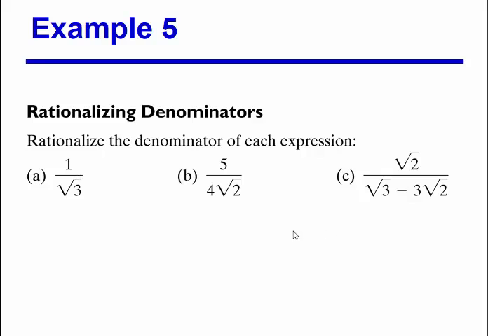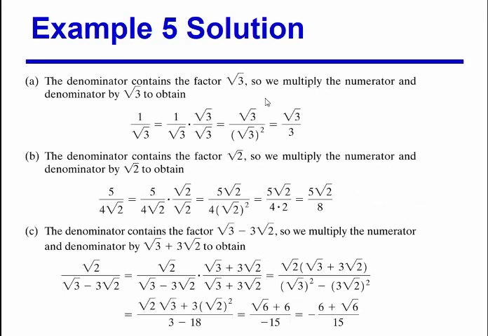So here we have these three examples. For the first one, we're going to multiply by the square root of 3, the numerator and the denominator. The square root of 3 times the square root of 3 becomes the square root of 3 to the second power, which is simply 3. So then it becomes square root of 3 over 3.